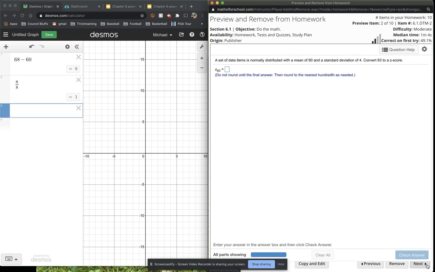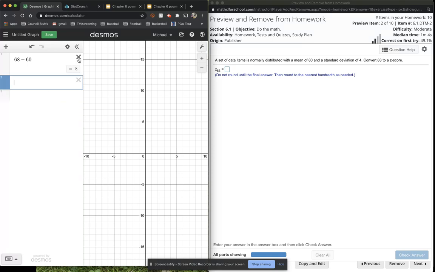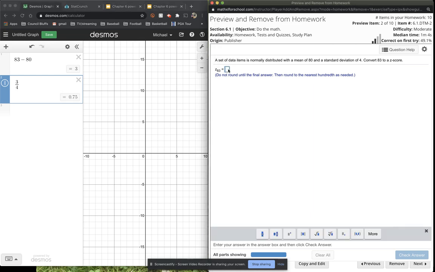And that is it. Number 2, a set of data is normally distributed with a mean of 80 and a standard deviation of 4. Convert 83 to a z-score. Again, we're going to take the data item 83 and subtract the mean. So that's 3. Then we divide that answer by the standard deviation, which is 4. So my z-score is 0.75.